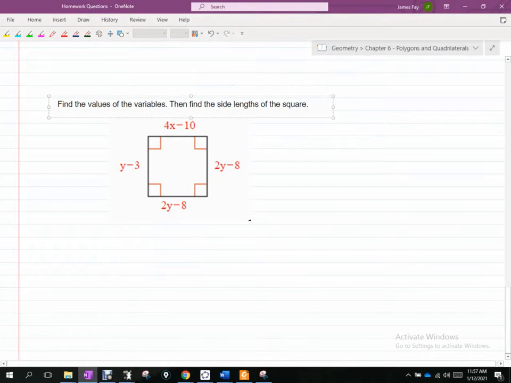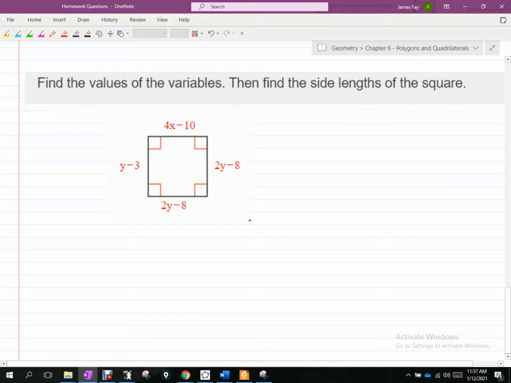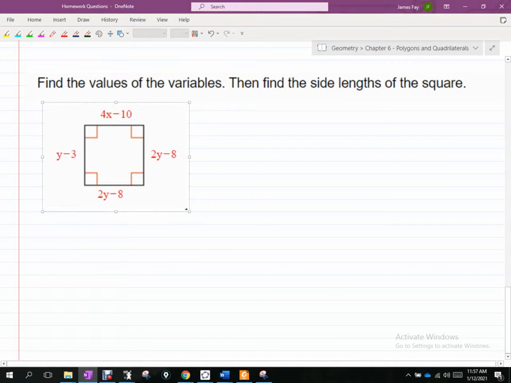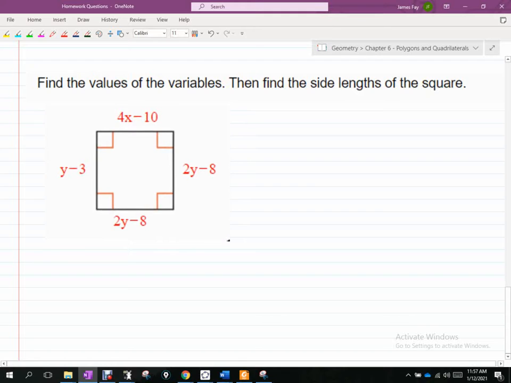All right, so number 9 says, find the values of the variables, then find the side lengths of the square. Okay, so you know it's a square, right? So we should be able to create a bunch of different relationships, some of them useful, some of them might be more difficult than others to mess around with. You just kind of have to toy around with things here.